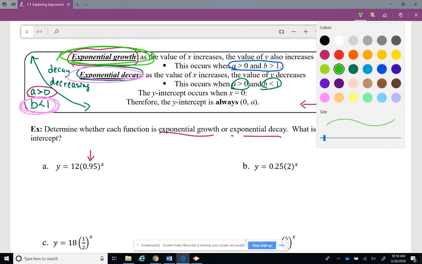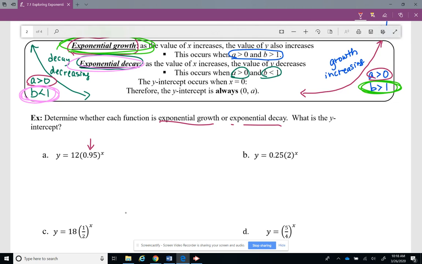All right, so let's look at this first one. I'm looking at the base, 0.95. So you tell me, is 0.95 less than 1 or is 0.95 greater than 1? Think of it as money. Obviously, it's less than 1. All right, so which one is the less than one? Think about less than, decrease, decay, okay, less than. So we know that this is going to be an exponential decay.